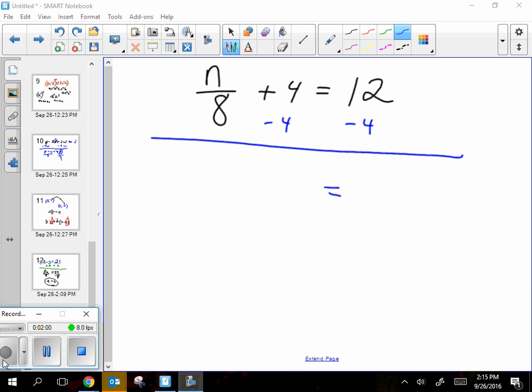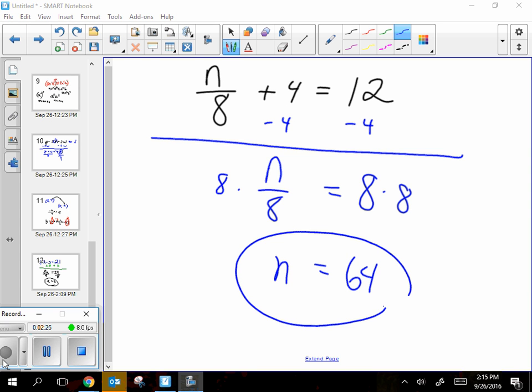It's okay. Why don't you take over from here? I bet you've got it. n over 8 equals 8. Good. All right. Next step. Next step is to get rid of that divide by 8. So what do we do? Multiply by 8. There you go. Raise your hand if you had that one right.